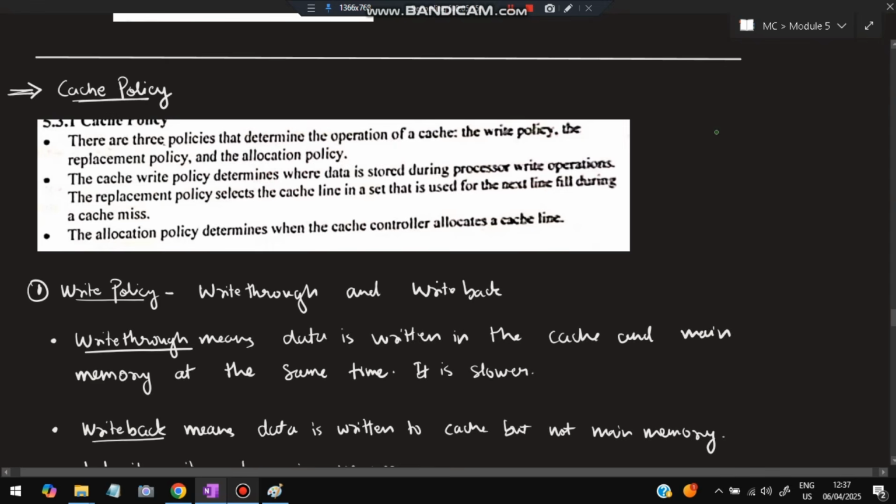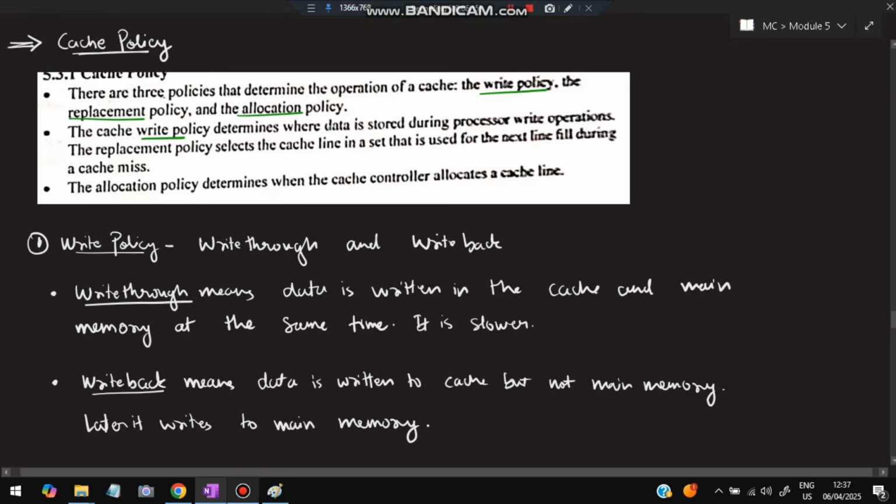Why are policies there? That is because cache cannot store unlimited data. It has a limit. So which data is to be replaced when another data is required? To select which data, some rules are there. Rules are nothing but policy. So three policies determine the operation of a cache. First is write policy, second is replacement policy, and third is allocation policy.